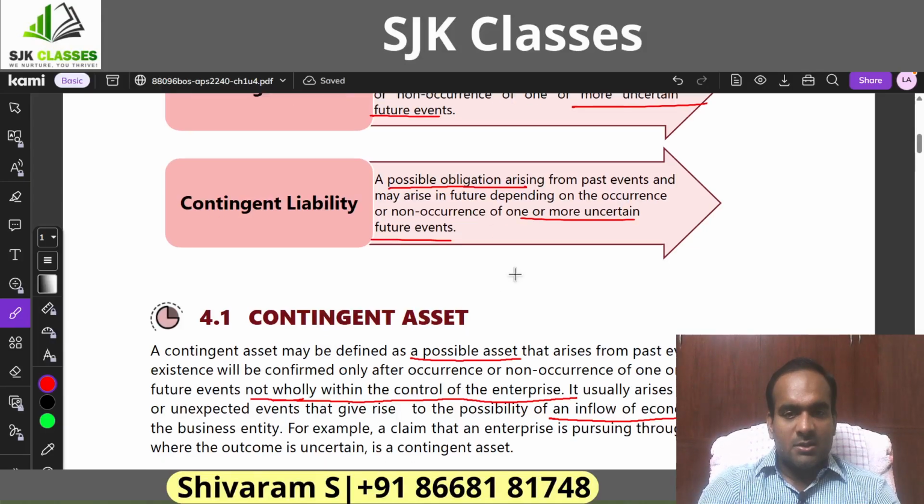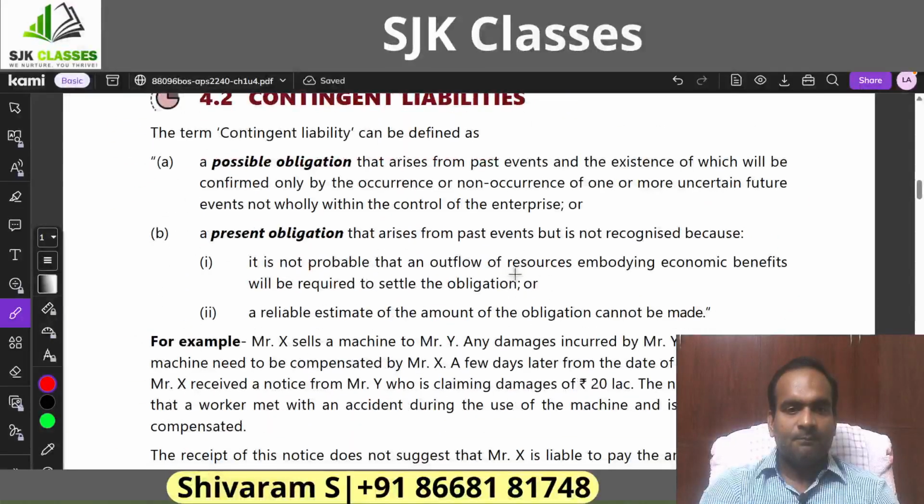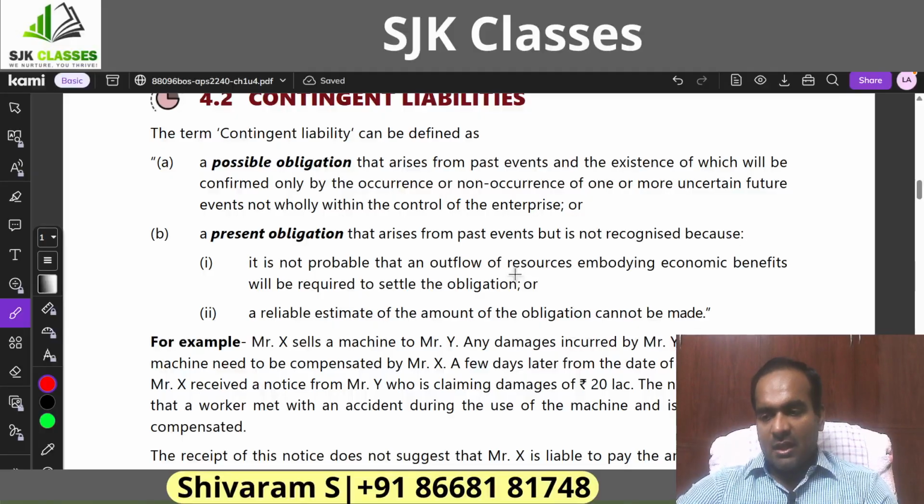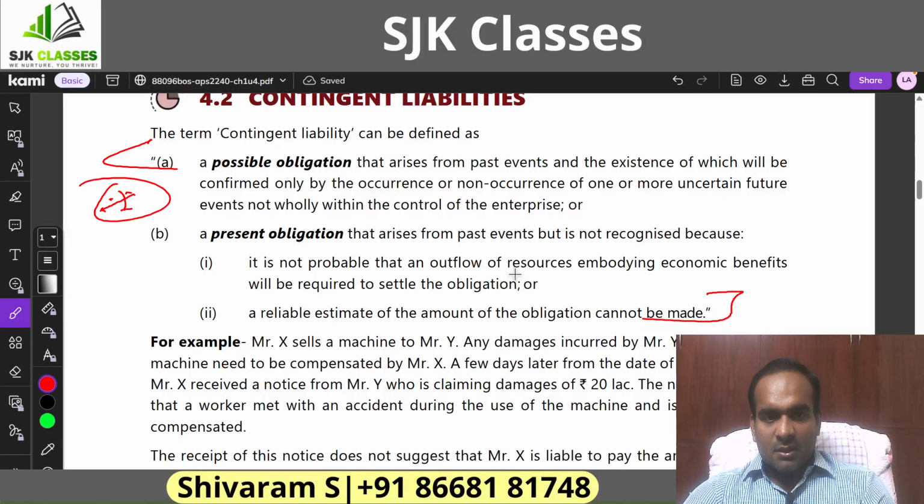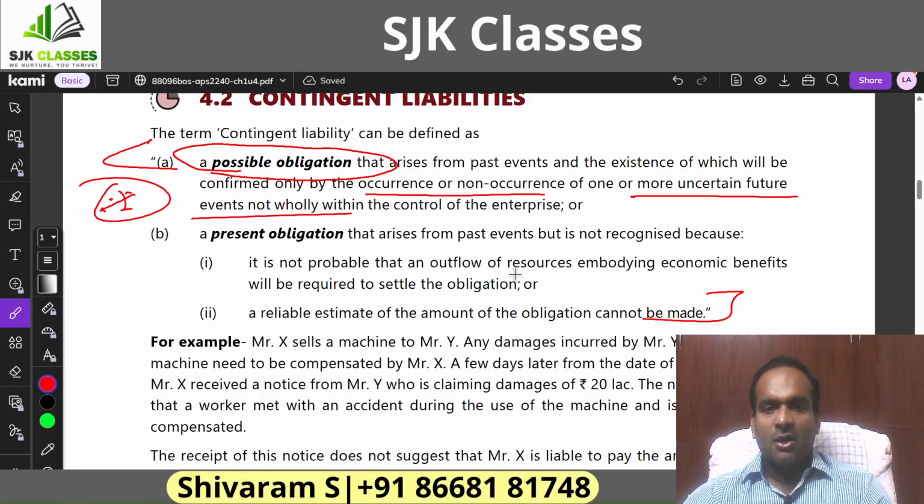Now let's look into this section, contingent liability. This is a very, very important topic. We have two key parts. What are those? First, contingent liability can be defined as a possible obligation. It's a very key word. A possible obligation that arises from a past event and the existence of which will be confirmed only by the occurrence or non-occurrence of one or more uncertain future events not wholly within the control of the enterprise. This is the same sentence we saw on the previous page.